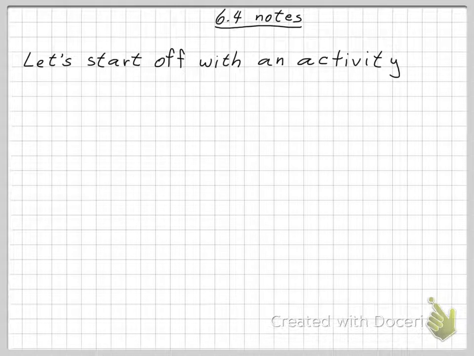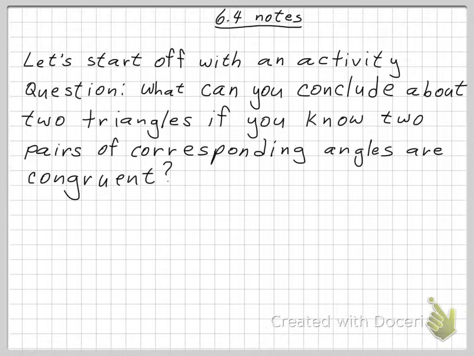All right, let's start off with an activity, and the question we're going to answer in the activity is, what can you conclude about two triangles if you know two pairs of corresponding angles are congruent? So only two pairs of corresponding angles are congruent. If you know that, what can you conclude about the two triangles?